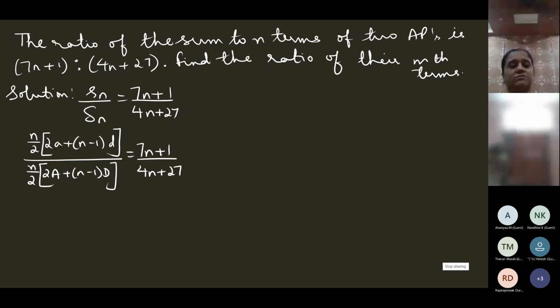Next. Ma'am, n by 2 cancels. Yeah, n by 2 gets cancelled in the numerator and denominator. So you're left with 2a plus n minus 1 into d. Yeah, very good.